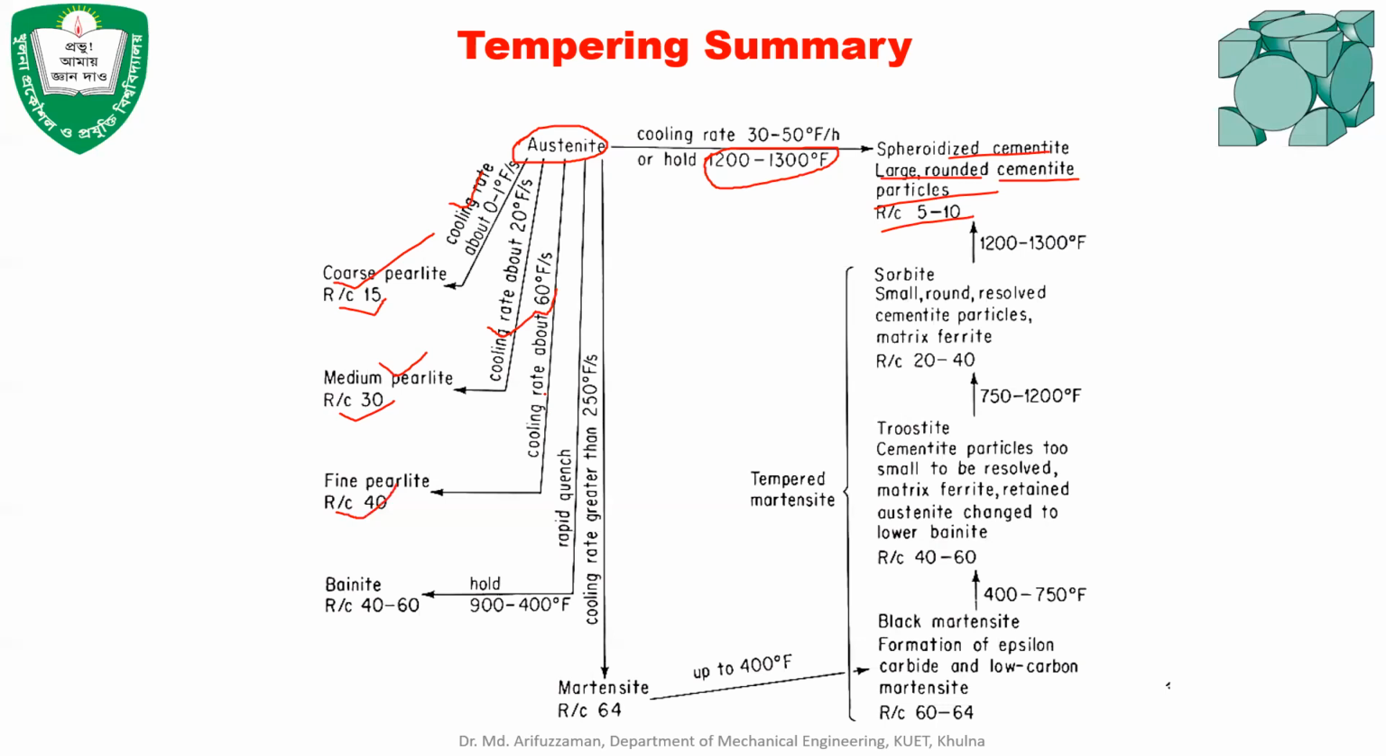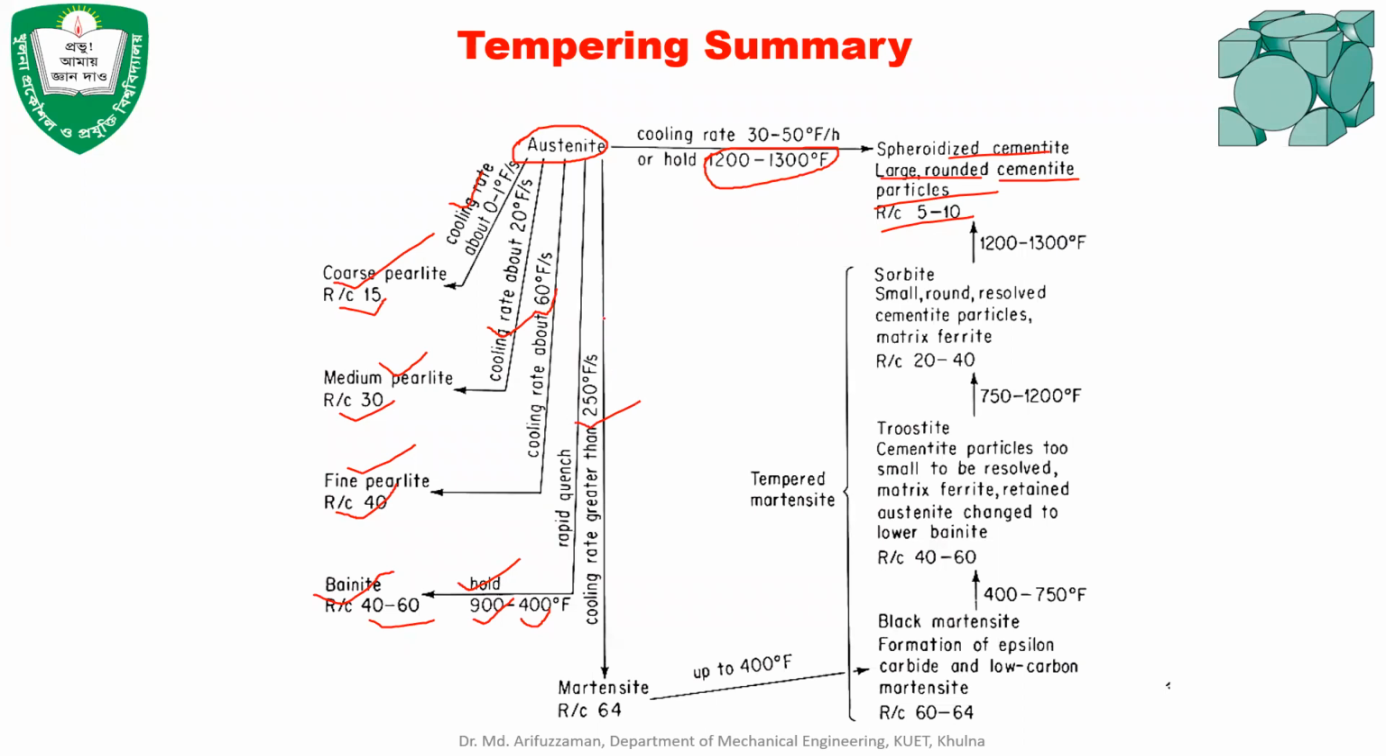Okay, and this is more rapid cooling. For example, water cooling can give you fine pearlite particles within the ferrite matrix. And if you increase the cooling rate, that means a very high cooling rate, greater than almost 250 degrees Fahrenheit per second, then you will get a bainitic structure. You have to quench it rapidly and hold it at a temperature of 900 to 400 degrees Fahrenheit, then you will obtain bainite, which has higher hardness, 40 to 60, at greater than 250 degrees Fahrenheit per second.